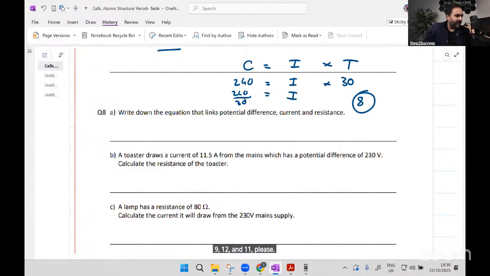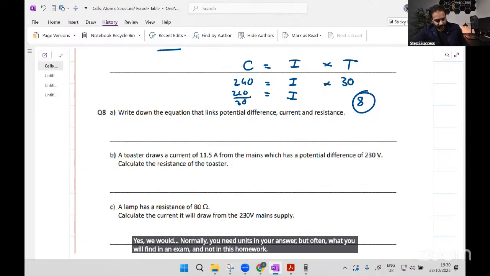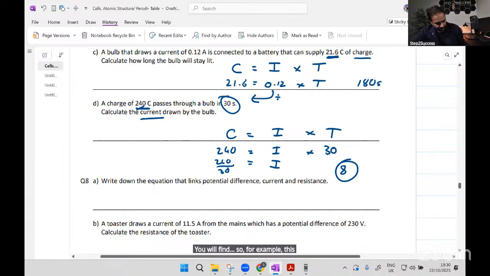1C done. So the answers in this case, yes, normally you need units in your answer, but often what you will find in an exam, and not in this homework, you will find. So, for example, this question was current, right? Current is measured in a unit called amps.